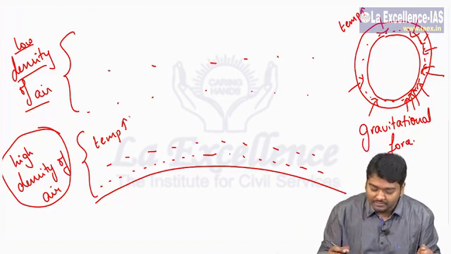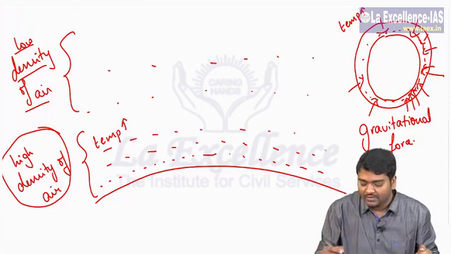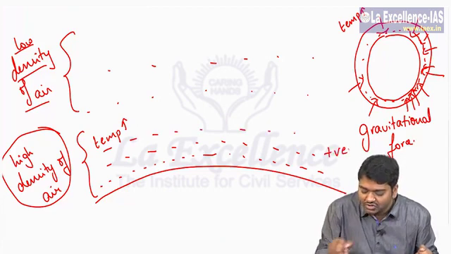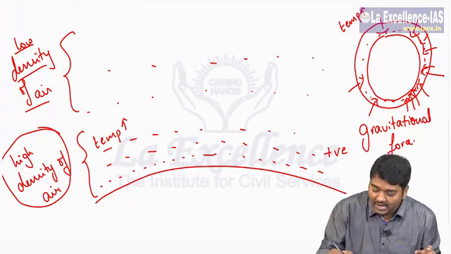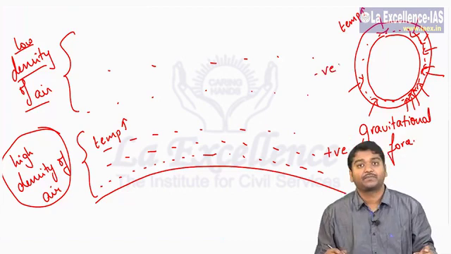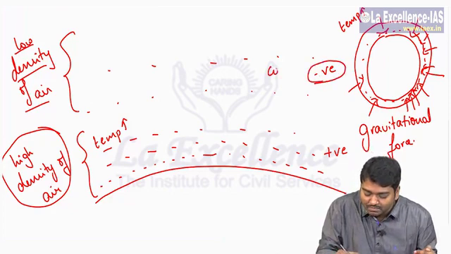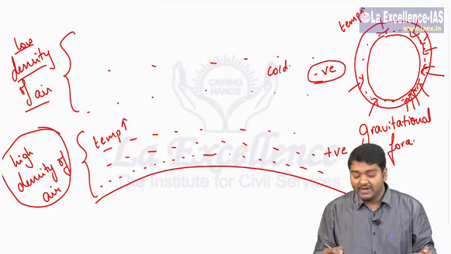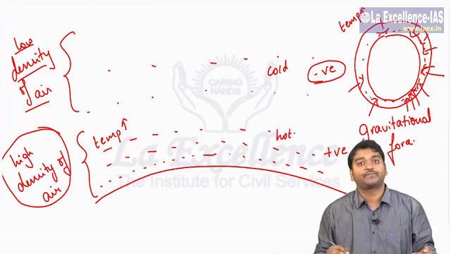Now here you can observe that the layers which are closer to the earth have more temperature and the layers above the earth have less temperature, correct? When I am talking about less temperature, it means cold. When I am talking about more temperature, it means hot.